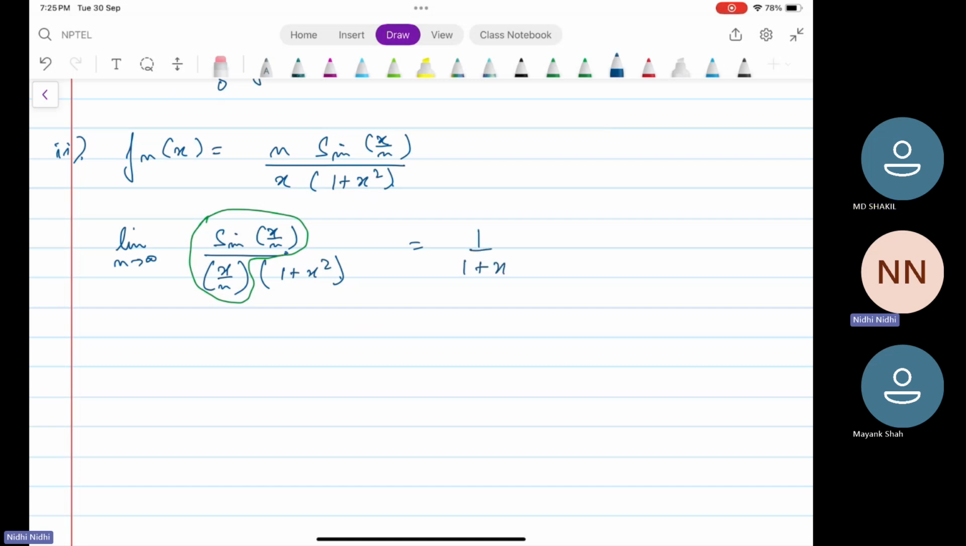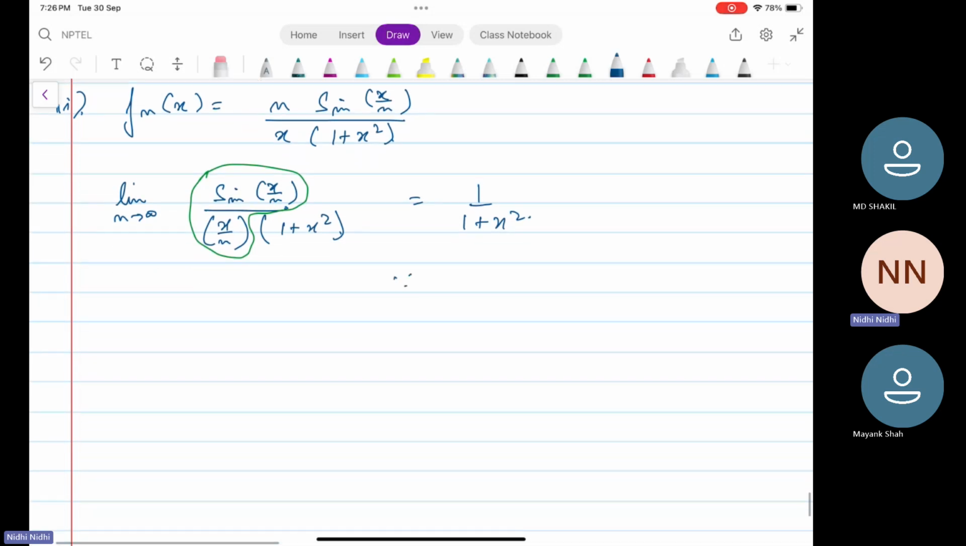And we know that clearly this is integrable. Our domain of integral is 0 to infinity. The integral from 0 to infinity of dx upon 1 plus x square is tan inverse x from 0 to infinity, and we know that tan inverse infinity is pi by 2. So this is pi by 2 minus 0, which is pi by 2. This is finite. Therefore, this function is integrable.